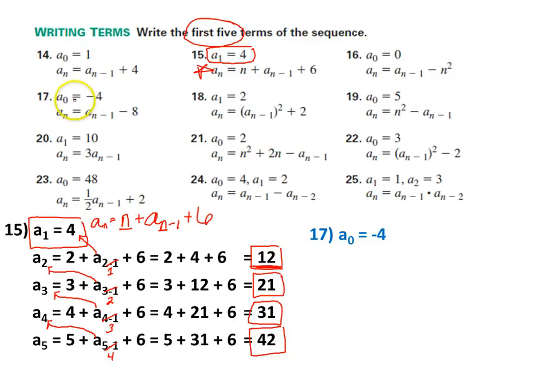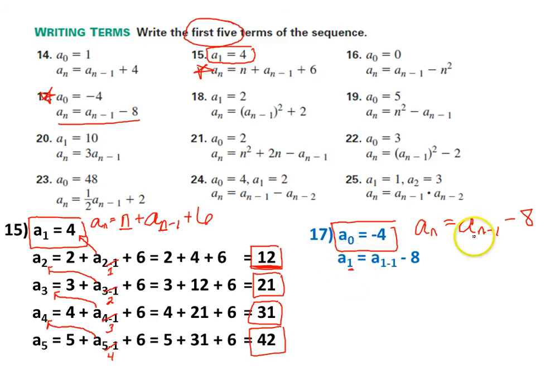Okay, let's do 17. 17, they gave us a sub 0. A sub 0 is negative 4, so that's our first answer. And then everything after that comes from this equation, this rule. So we have a sub n equals a sub n minus 1 minus 8. So what's after a sub 0? What's the next thing we're going to plug in? A sub 1. So we're plugging in 1 anytime there's an n. So a sub 1 minus 1 minus 8. 1 minus 1 is 0. So that's a sub 0, which is negative 4. Negative 4 minus 8 is negative 12.